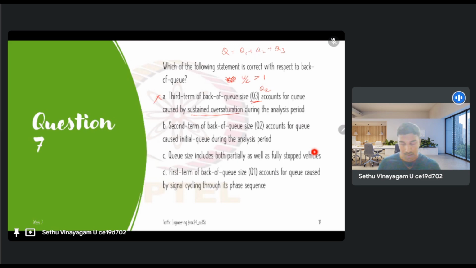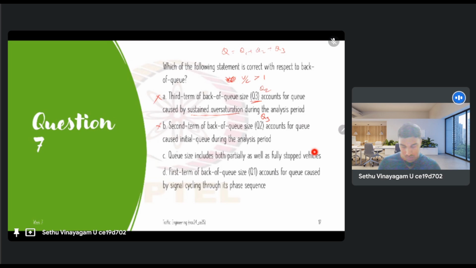So B says the second term, Q2, accounts for Q caused by the initial Q during the analysis period. Again, we already saw in A that Q2 is for sustained oversaturation Q. Actually, this is what Q3 is. So these are saying interchanged things, right? Q2 is sustained oversaturation, Q3 is because of whatever was there initially.